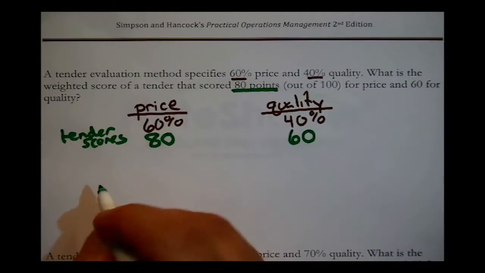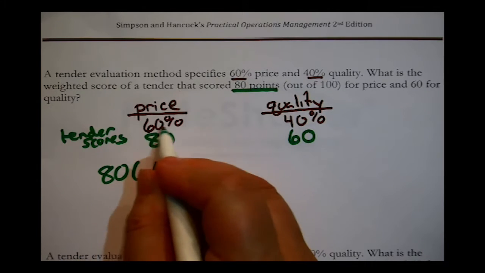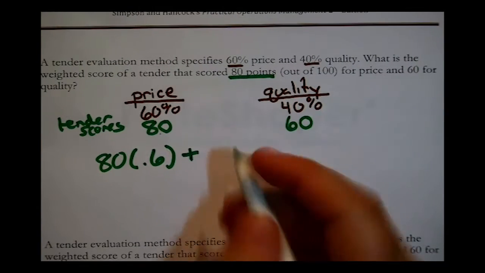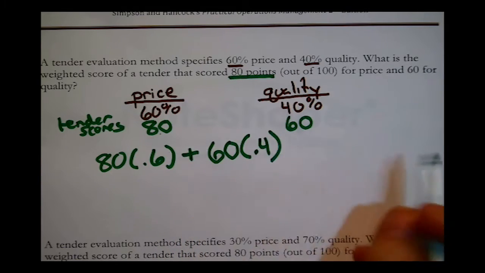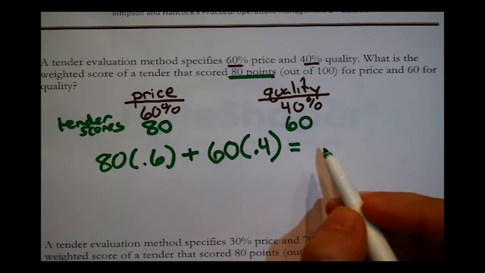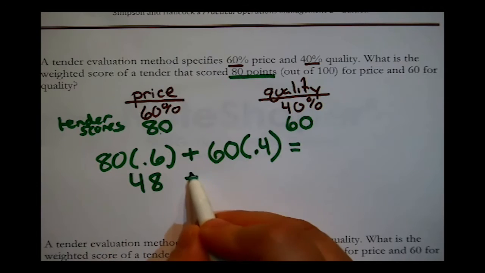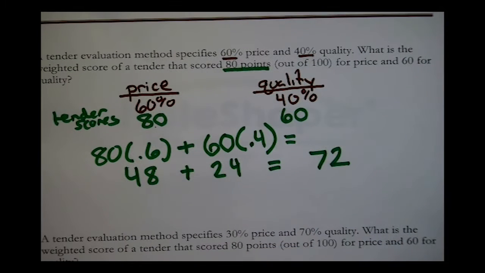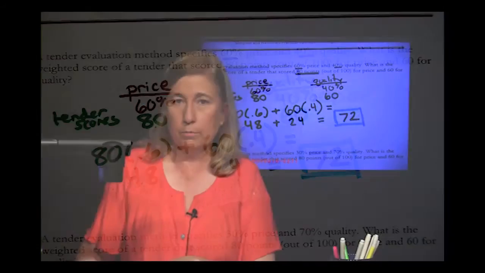So in this case, it would be that 80 right there times 0.6 for 60%. I'm grabbing 60% of it and I'm going to combine that with, okay, there was a score of 60 here and I'm going to grab 40% of that. So what's that work out to? Well, this is 48 plus this is 24. I get 72. That would be the weighted score for that particular tender. Remember, tender is another term for bid.